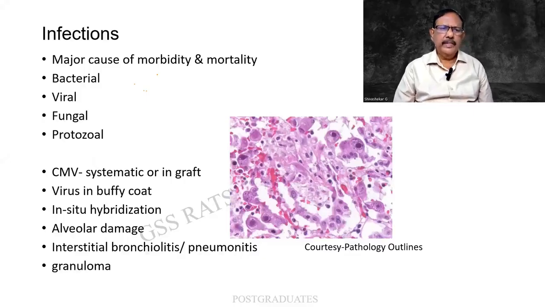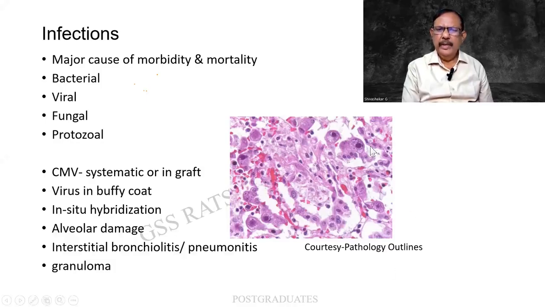The infections, as I told you, can be any of these things. It can be bacterial, viral, fungal or protozoal. And in cytomegalovirus, you find that the virus can be found in the Buffy coat. Please add these words to your answer. The Buffy coat, in situ hybridization, look for alveolar damage, interstitial bronchiolitis or pneumonitis.